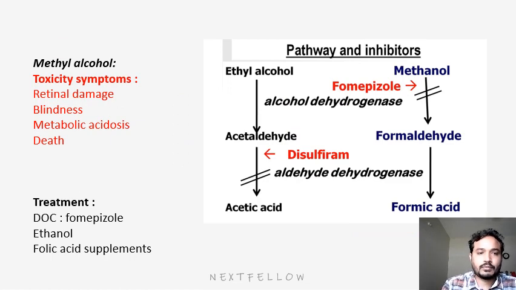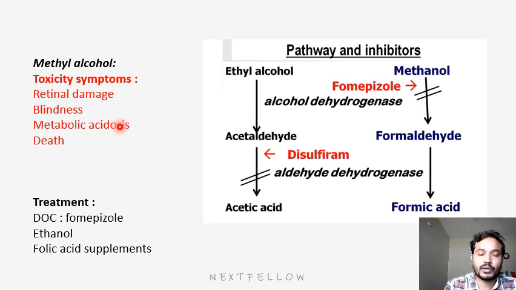Next alcohol is methyl alcohol. When a person consumes methyl alcohol, it is converted into formaldehyde with the help of the alcohol dehydrogenase enzyme. This formaldehyde is further converted into a toxic metabolite, formic acid, with the help of the aldehyde dehydrogenase enzyme. Mainly this formic acid causes toxic symptoms like retinal damage, blindness, metabolic acidosis and death of the patient. So this is a very toxic metabolite.